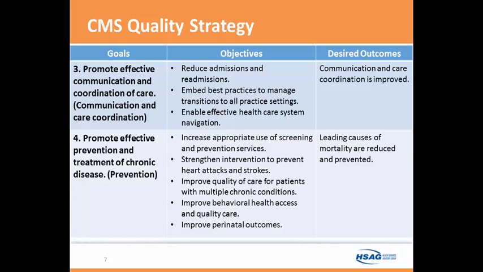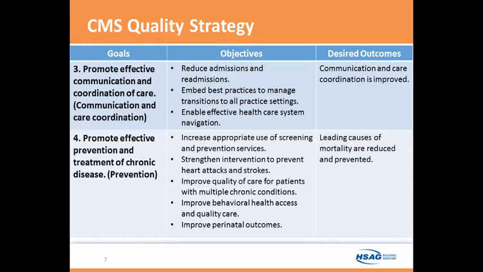The third goal of the CMS Quality Strategy is to promote effective communication and coordination of care, often referred to as communication and care coordination. The objectives of this goal are to reduce admissions and readmissions, embed best practices to manage transitions to all practice settings, and enable effective healthcare system navigation, with the desired outcome that communication and care coordination are improved.